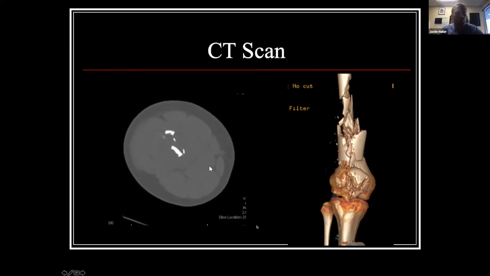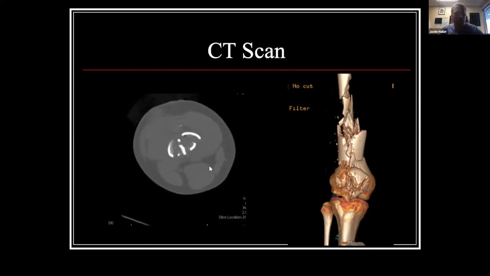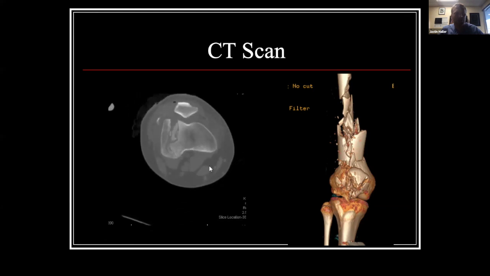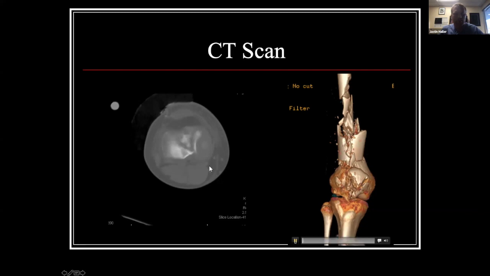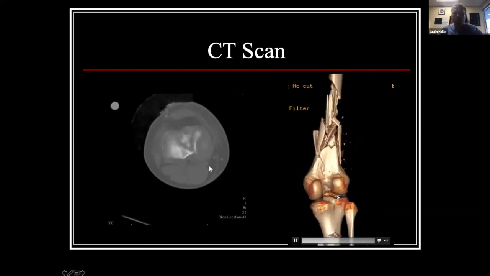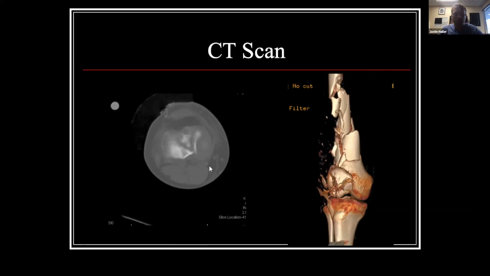that show a fairly complex metaphyseal injury with some bone loss. But overall, her distal femur is not too bad. She does have that articular lesion on the lateral aspect. And then again, the 3D recon, just to give an overall sense of the amount of comminution. She also has that patella fracture that may change your management.